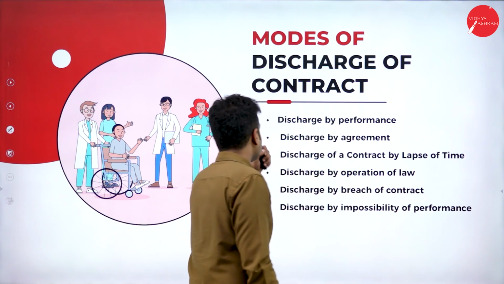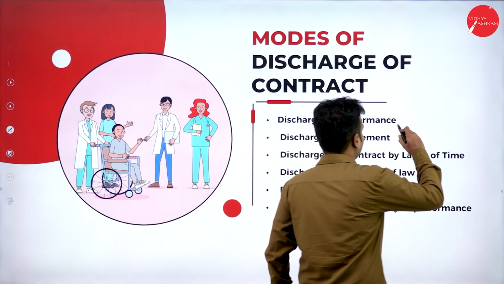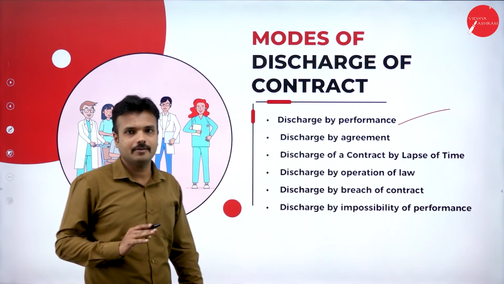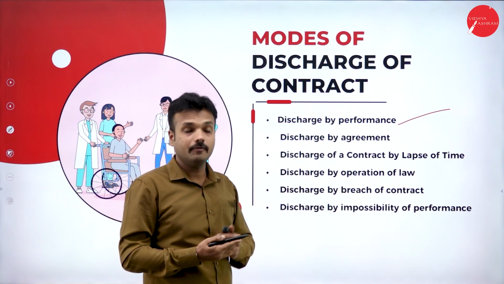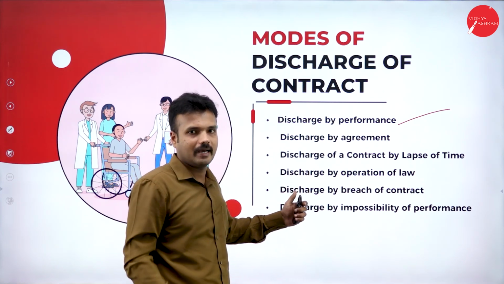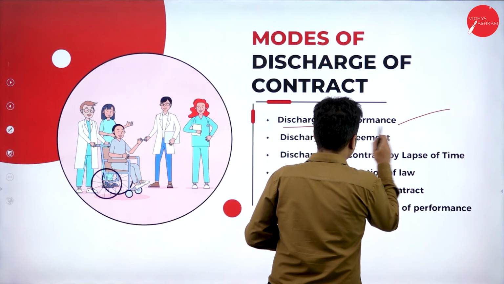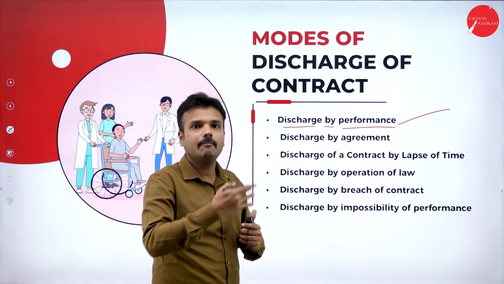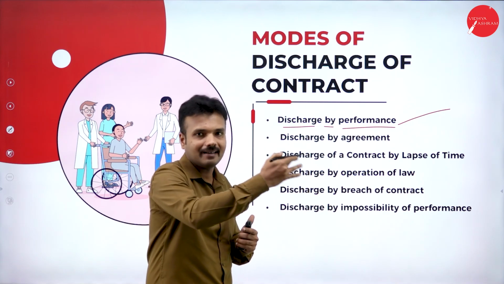Modes of discharge of contract: discharge by performance. Please be very careful, students. This topic is very important from the exam point of view, and we can expect this question for 15 marks in your final exam. Discharge by performance is very simple. The contract gets discharged after the performance of the specified task, by both the promisor and the promisee.